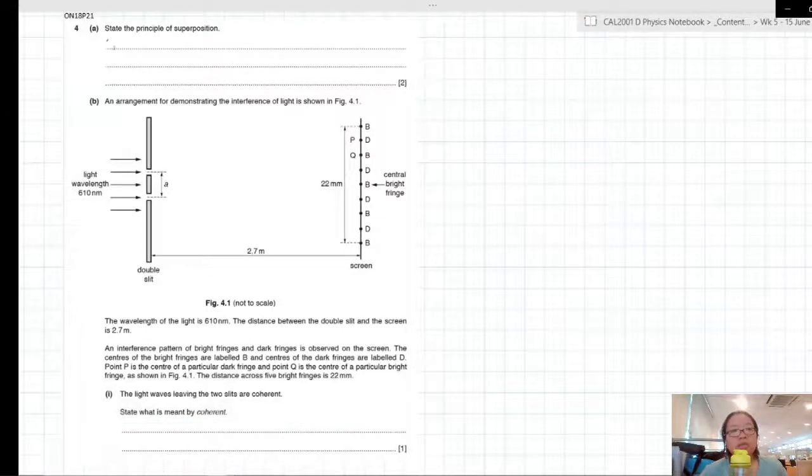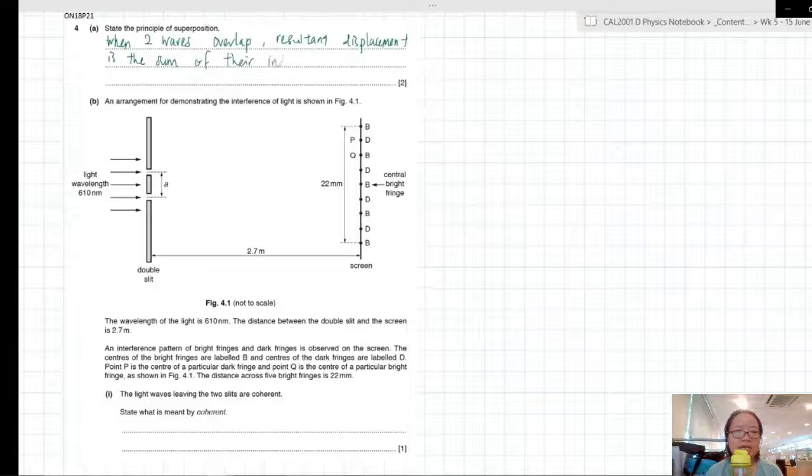So let's do a question now. You're asked to state the principle of superposition. So this one: when two waves overlap, the resultant displacement is the sum of their individual displacements.